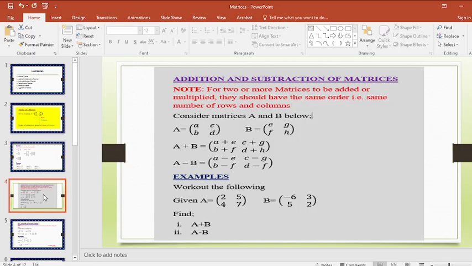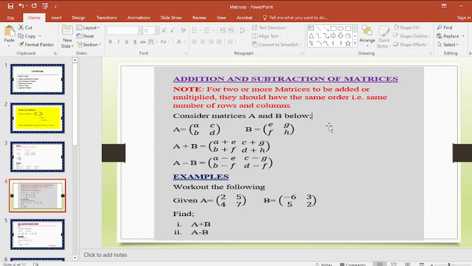Okay, let us go to the addition and subtraction of matrices as the next part of what we said we must look at. There's a very wonderful note here for addition and subtraction. For 2 or more matrices to be added or subtracted, they should have the same order, i.e. same number of rows and columns.